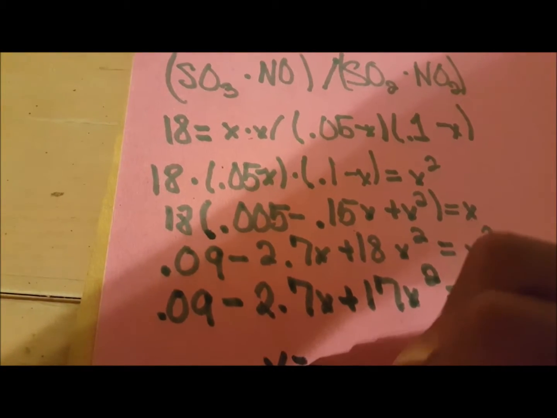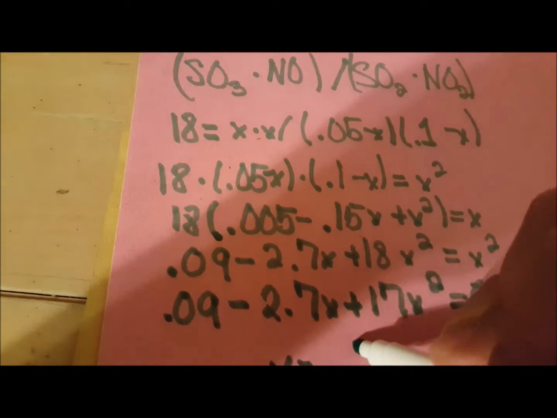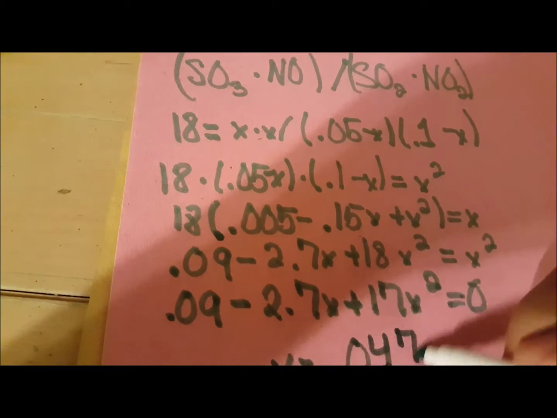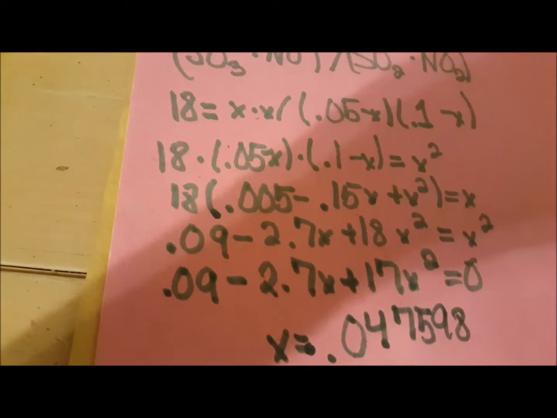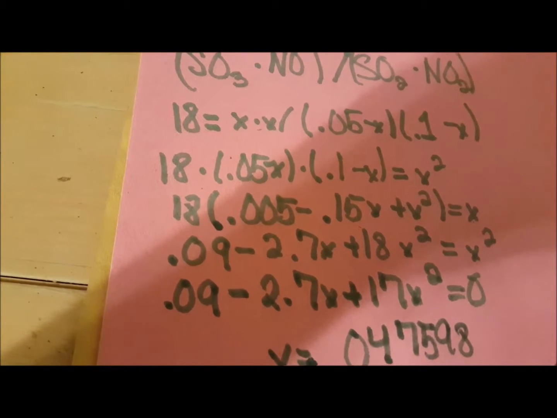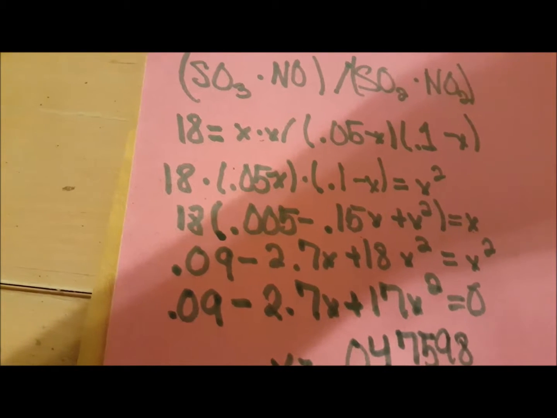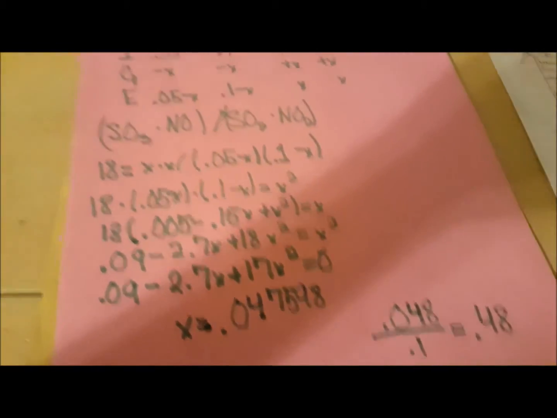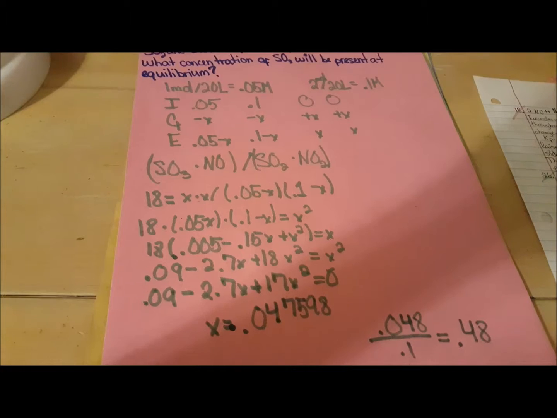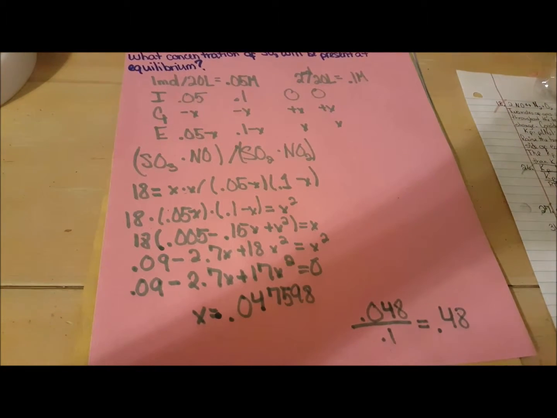From this, we plug it into the quadratic equation, and once that is done, we find out that x is equal to 0.047598. But we need to divide this number by 0.1, and we get 0.48. And 0.48 is our final answer.